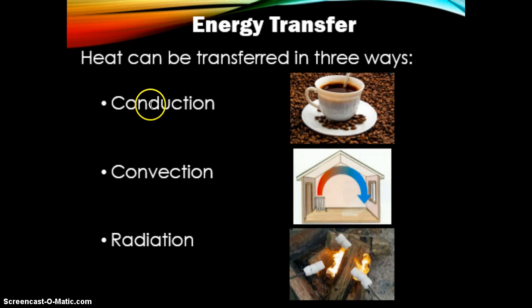So another example, conduction would be the heat you feel when you have your hands around a warm cup of coffee. Convection is how your heating system in your house works to circulate air, and radiation would be how your marshmallows are getting toasted without touching the fire.